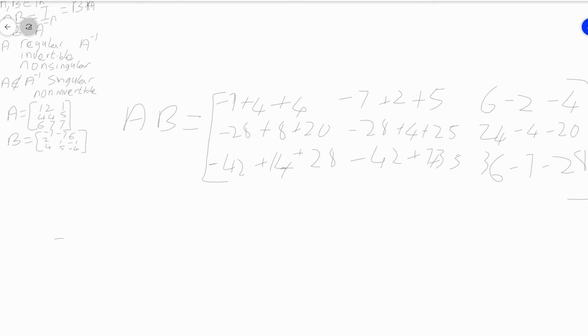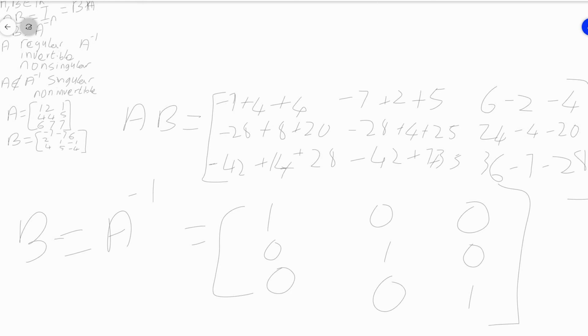So if you add this together, the first one will give you 1, the second one here will give you 0, the third one here will give you 0, this one will give you 0, this one will give you 1, this one will give you 0, this one will give you 0, this one will give you 0, this one will give you 1. So you can see it gave us an identity matrix of dimension 3 by 3. So that's why we said B is an inverse of A. That is, B is now equal to A inverse. So that's inverse for you.